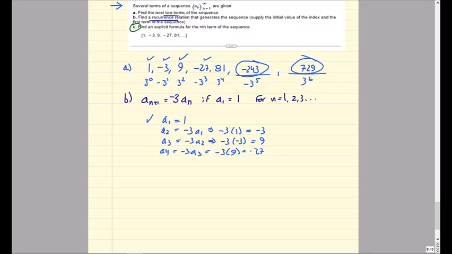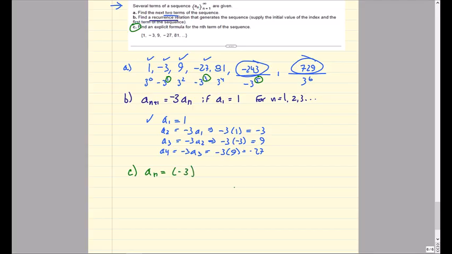So now part C says find an explicit formula. So that means we're not relying on recurrence to find the nth term of the sequence. Well, this one's really interesting. We already kind of have an idea of what's going on here. We already said it looks like anything with these odd powers is negative, and everything with even powers is positive. So I already know that if I take a negative to an even power, I'll always get positive, and if I take a negative to an odd power, I'll always get a negative.